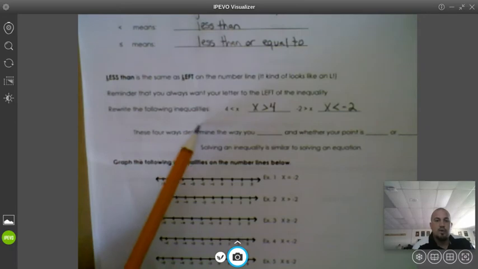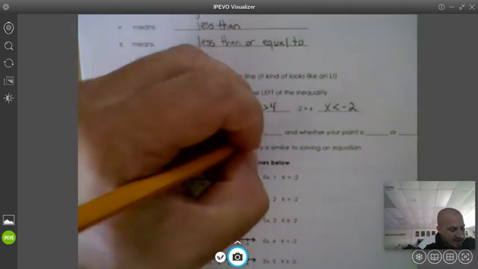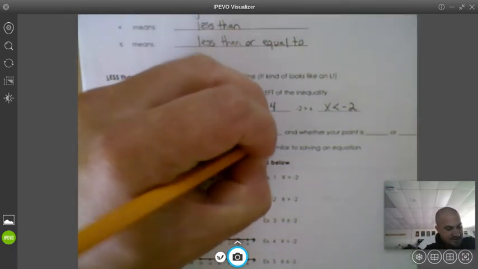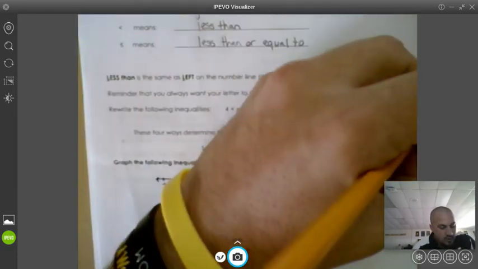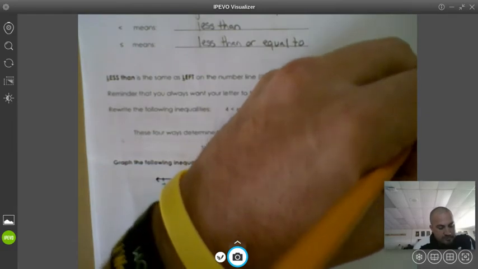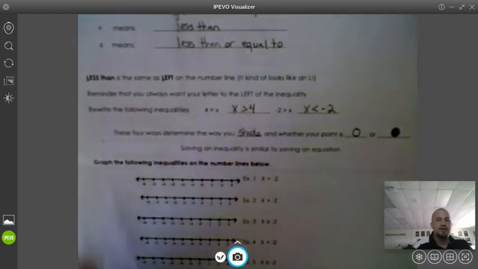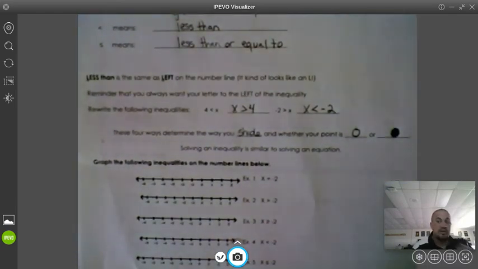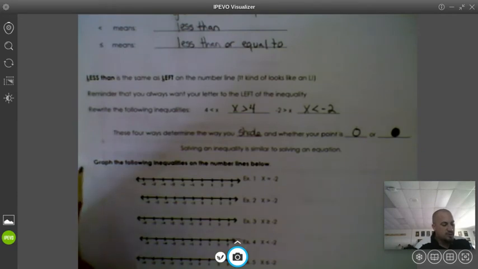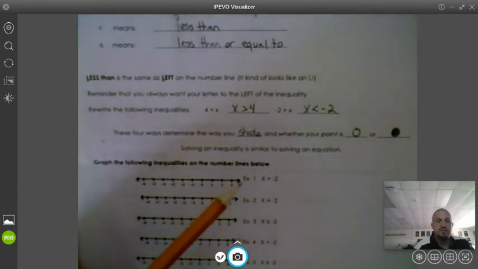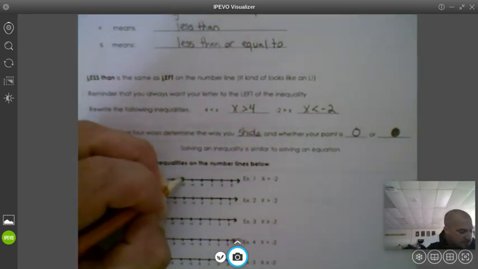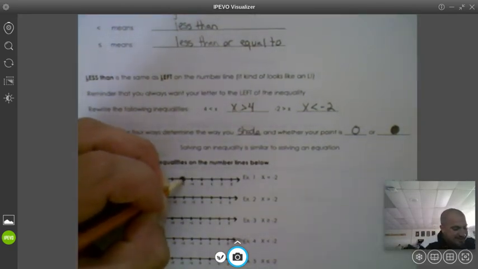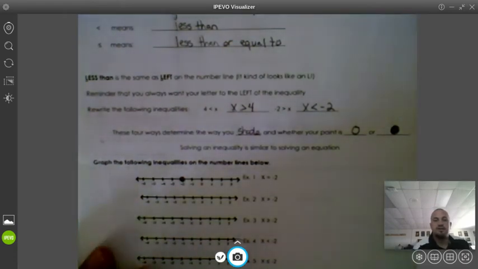These four symbols determine the way you shade, so which way you shade the inequality, and whether your point is an open circle or a closed circle. So less than, greater than, less than or equal to, and greater than or equal to determine the way you shade on the number line and whether you have an open circle or a closed circle. So we're going to show you some here. x equals negative 2. That would be a closed circle at negative 2 because it equals negative 2. It's not less than or greater than or anything.